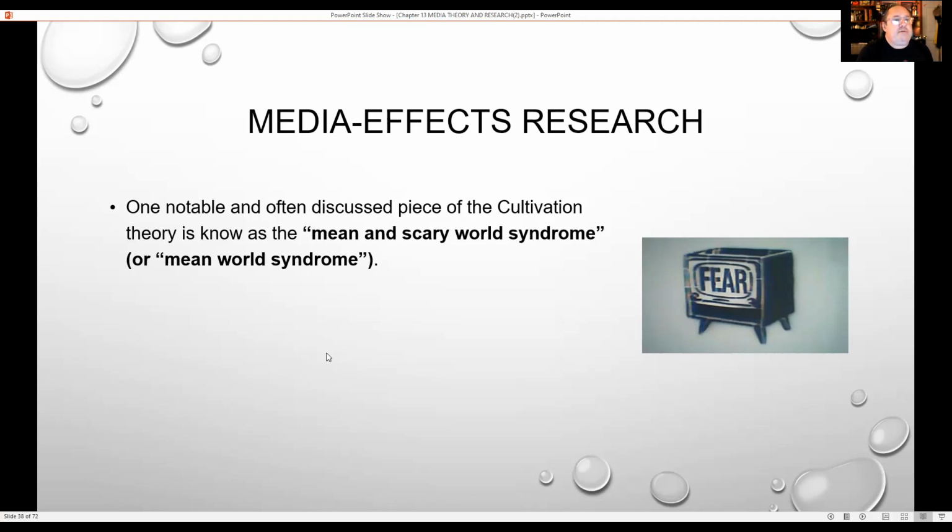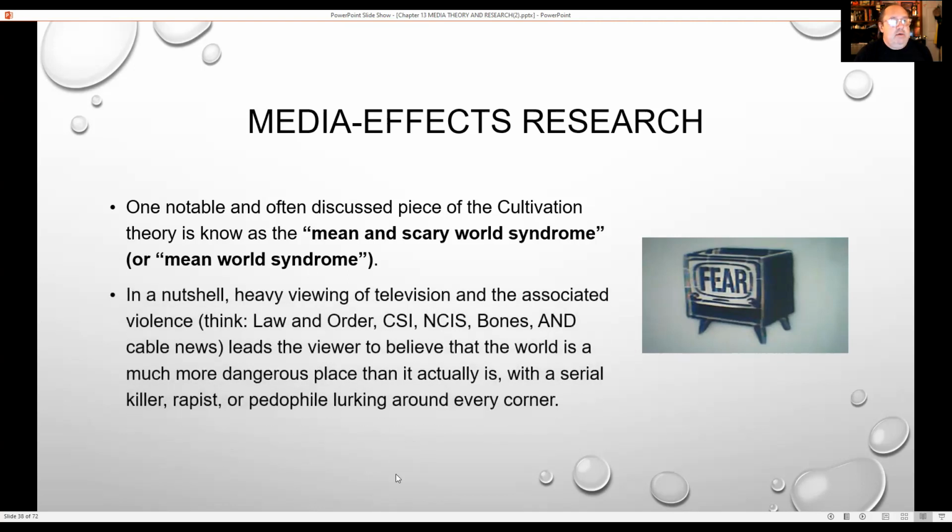One notable and often discussed piece of cultivation theory is known as the mean and scary world syndrome, or mean world syndrome. And in a nutshell, heavy viewing of television associated with violence can lead people to believe that the world is a much more dangerous place than it actually is, with a serial killer, rapist, and pedophile lurking around every corner. And I think people do believe that.